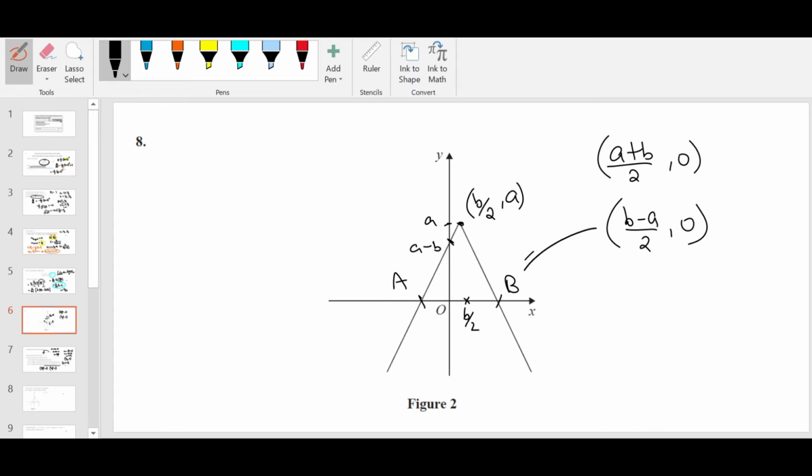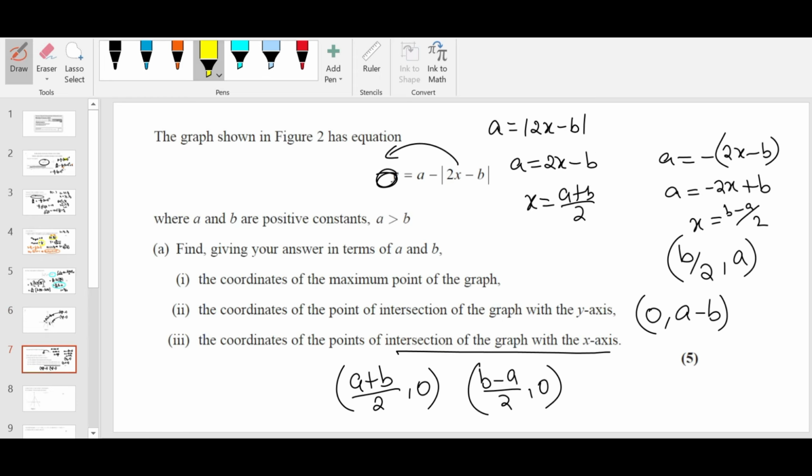You cannot just put a random point here and another point there. That's wrong. You need to read the question carefully. The question clearly says a is the bigger number. What does that mean? When you put b minus a, you will get a negative number.